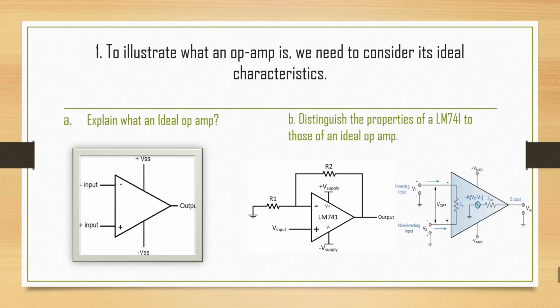There are two golden rules. The first one: in a closed loop, the output attempts to do whatever is necessary to make the voltage difference between the inputs zero. The second one is that the inputs draw no current.